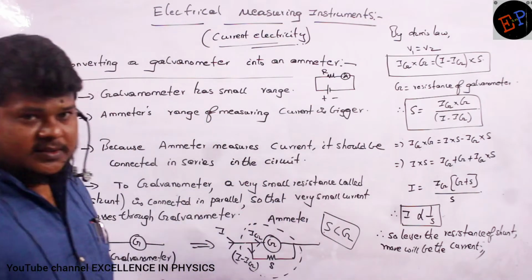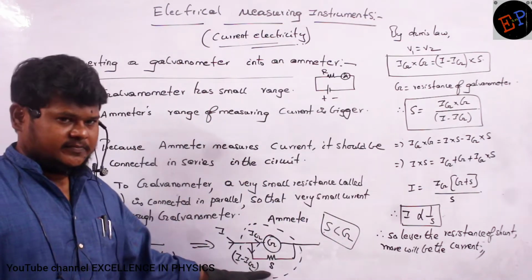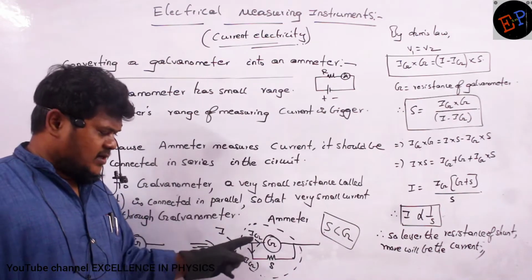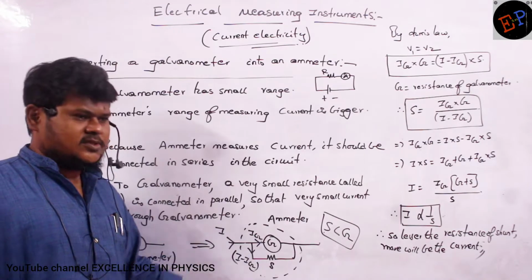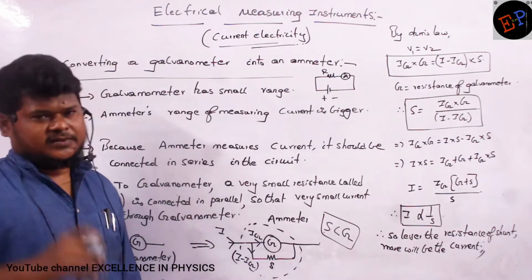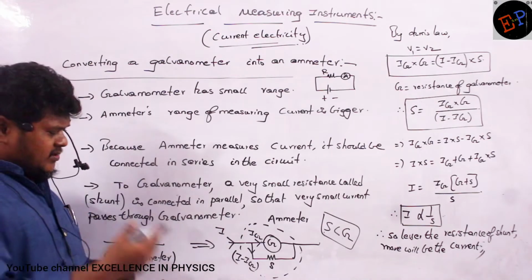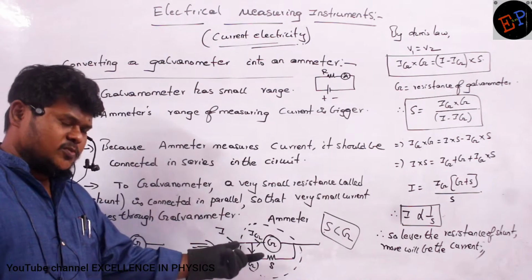What is S, what is G? S is the resistance of the shunt. G is the resistance of the galvanometer. Are you able to understand? When compared to G, this resistance should be very small. What can be the reason? Anybody, can you say? What can be the reason that this resistance should be so small?